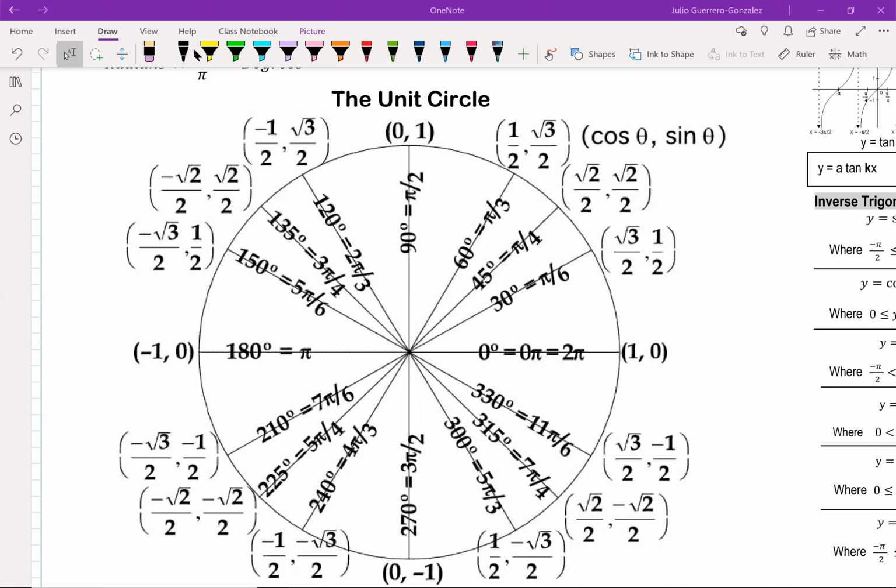But that's what the write-up is for. So if you have it correct on your write-up, I'll give you the full points for it.